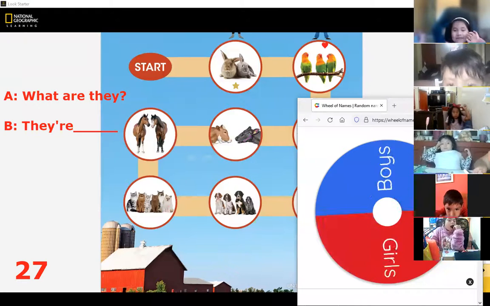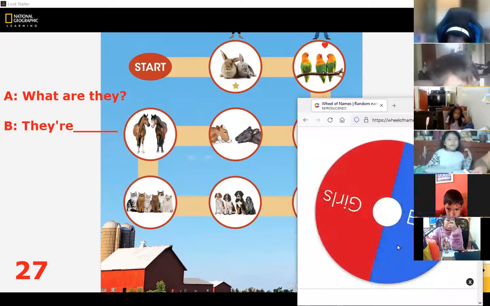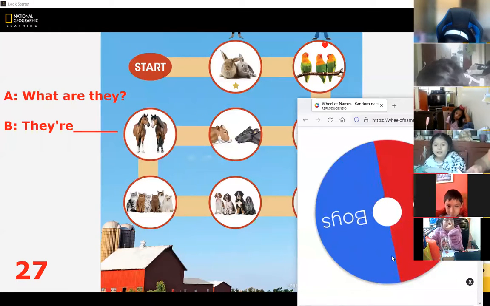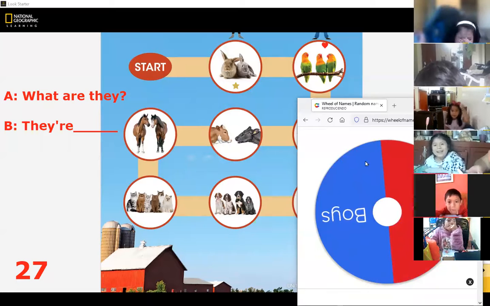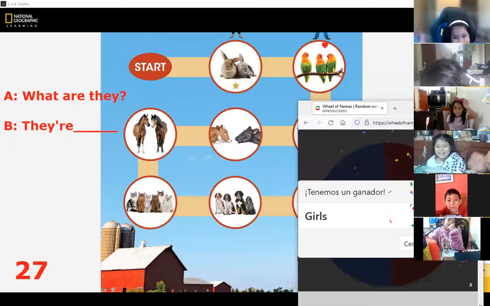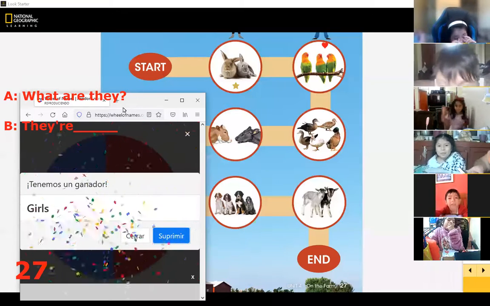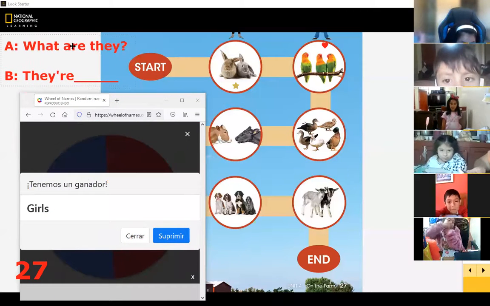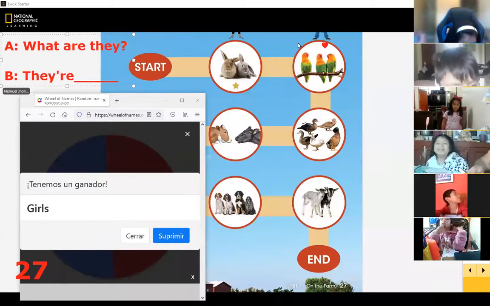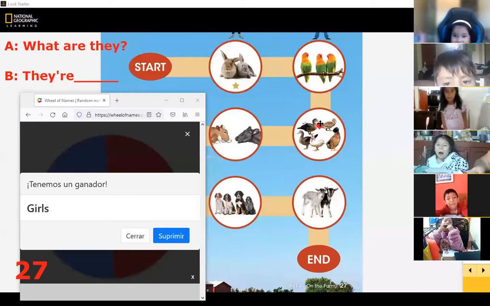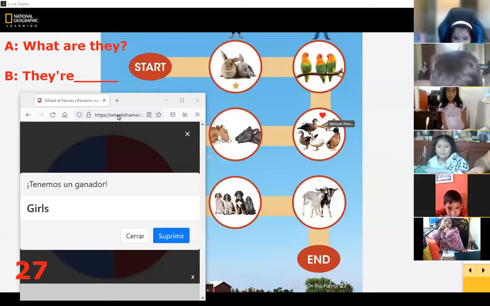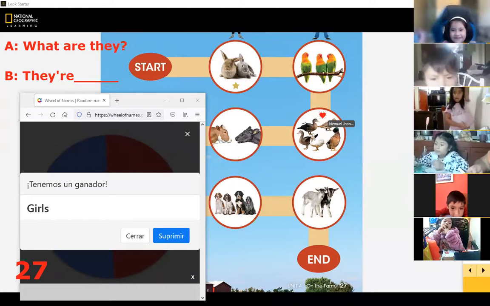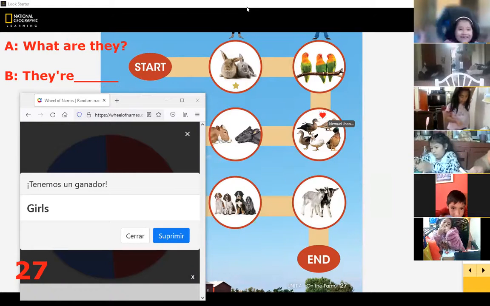One more time. Oh my God. I can't believe it. The girls, one more time. Otra vez, las girls. Algo me dice que las girls deben comprarse la tinca el día de hoy. My God. Okay, girls. A ver, ¿quién va a representar a las girls? Lucero. Okay, excuse me, Lucero.